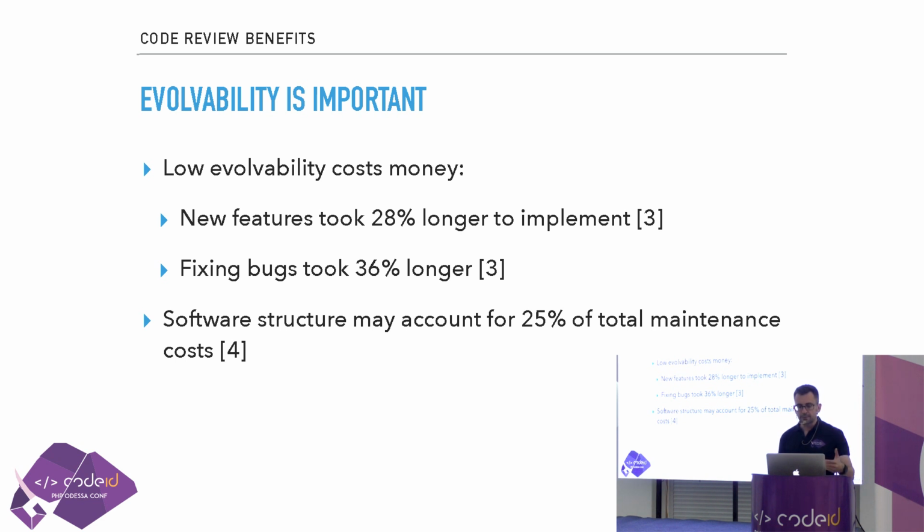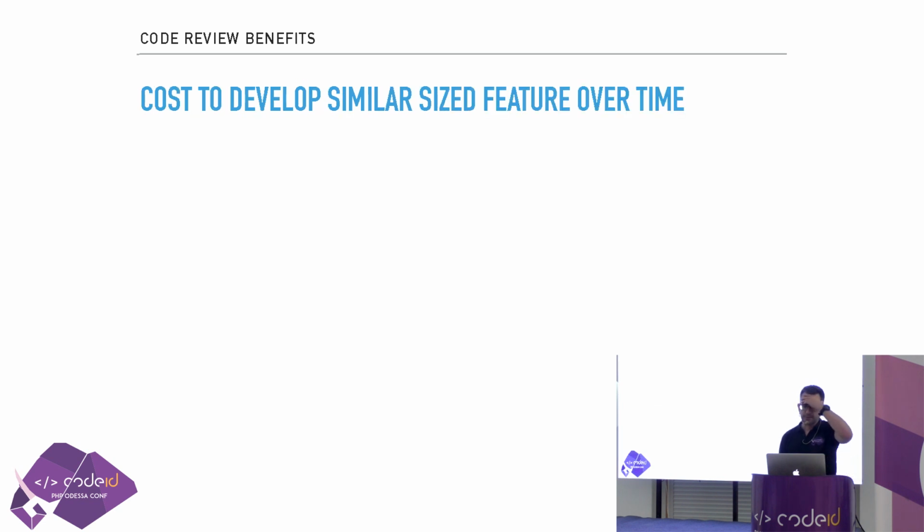Here are some links to some studies, and my final slide has all these studies in there, so you can go and look them up if you want. They're saying new features on low evolvability code, which is code full of technical debt, might take 28% longer to implement, and fixing bugs takes 36% longer. So although we're looking at stuff which isn't fundamentally breaking our code, there is a huge cost associated with evolvability defects, which is why it's really important that we find them and correct them.